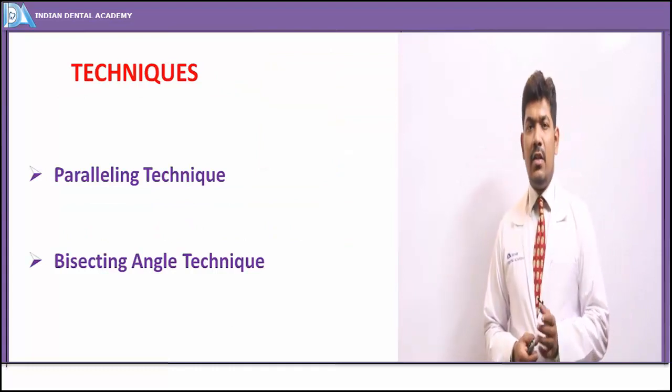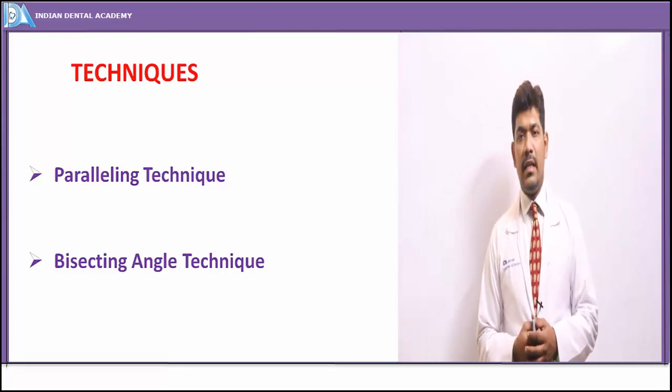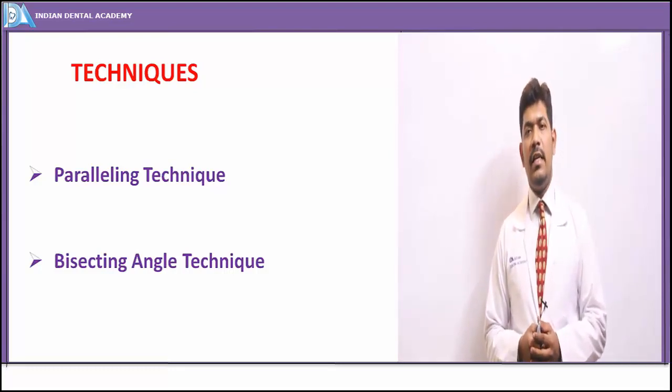So what are the different techniques? There are two different techniques. One is the paralleling technique, and another is the bisecting angle technique, which are most commonly used in the dental setup.